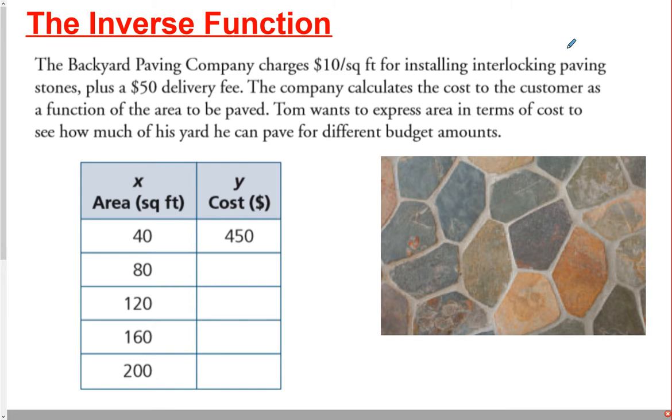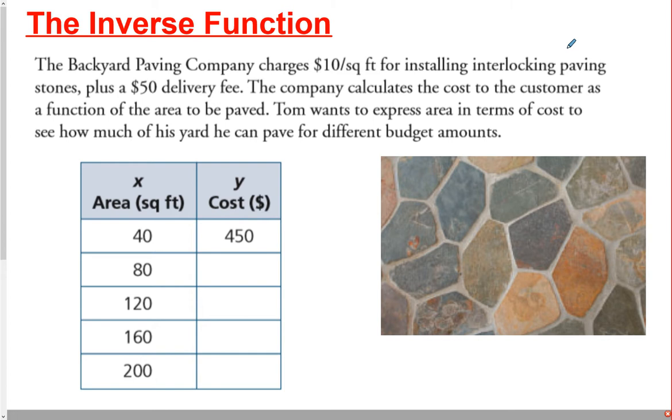And they charge $10 a square foot for installing paving stones, plus a $50 delivery fee for showing up and bringing all their stuff. So this is kind of similar to something you probably did in grade 9. This is a linear equation. So you probably would have seen things in grade 9 where it's like, can you write this as an equation? So the company calculates the cost to a customer as a function of the area to be paved. And Tom wants to express the area in terms of cost to see how much of his yard he can pave for different budget amounts.